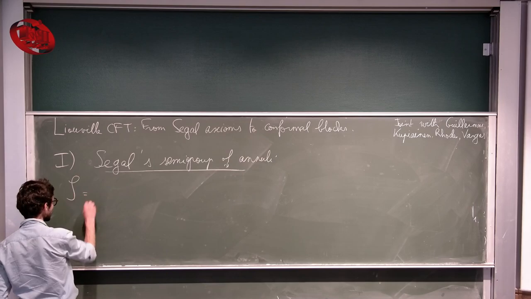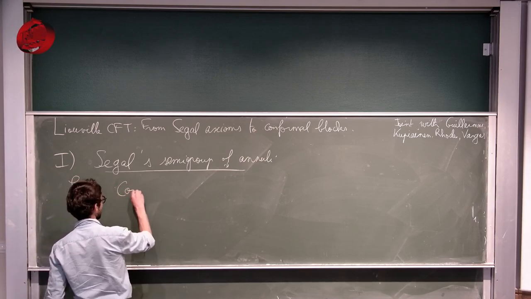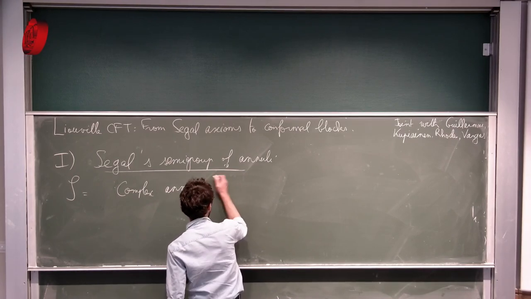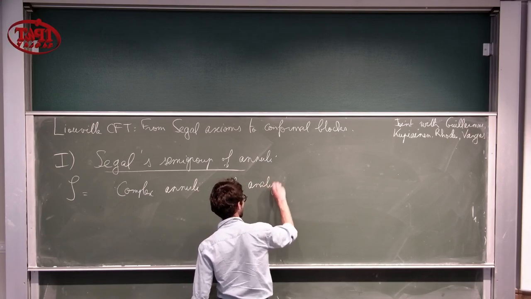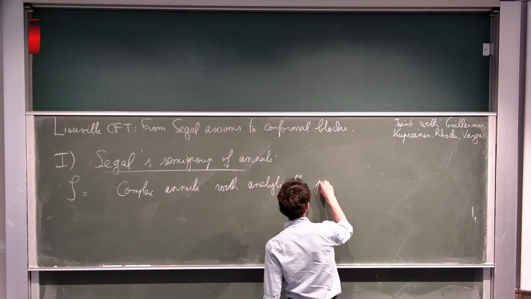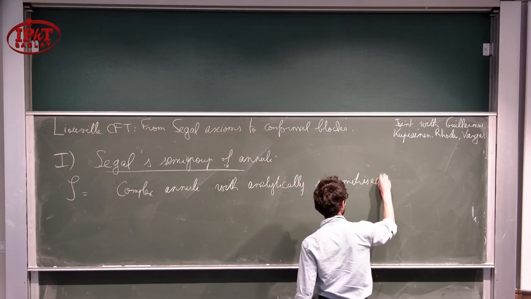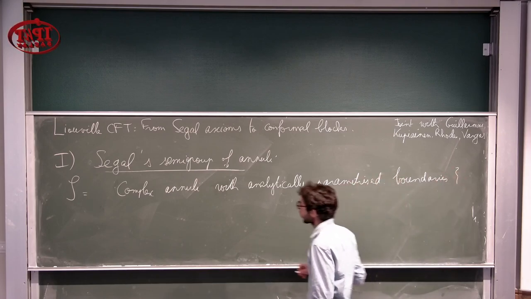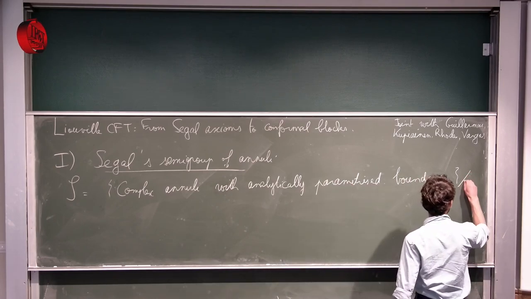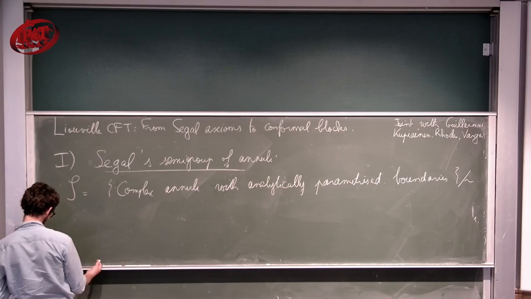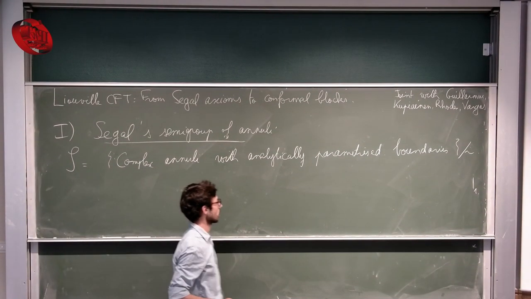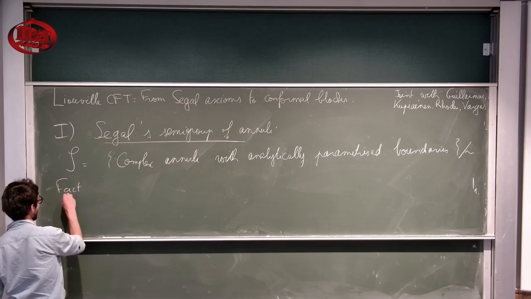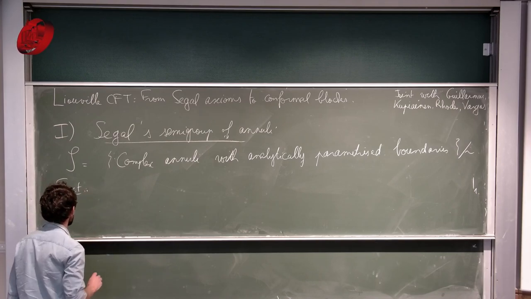The semigroup is going to be complex annuli with analytically parameterized boundaries. An annulus is just a sphere with two holes, two disks removed. I give an analytic parameterization of the boundary. And actually, what you want to do is to look at these things modulo diffeomorphisms of your annuli. These are equivalence classes of Riemann surfaces. But one fact is that you have a canonical, nice representative of these.